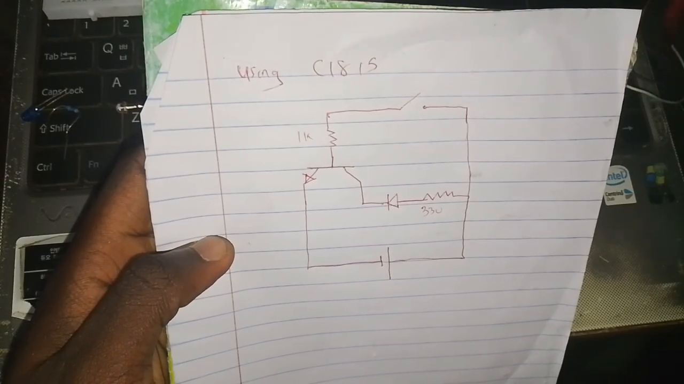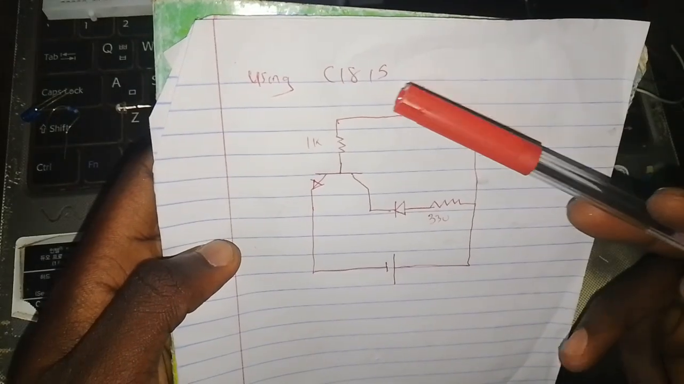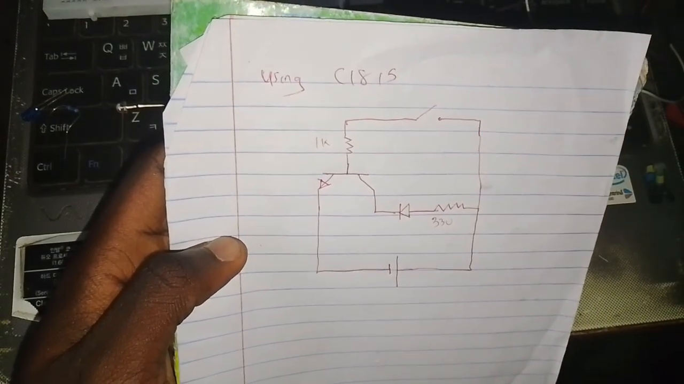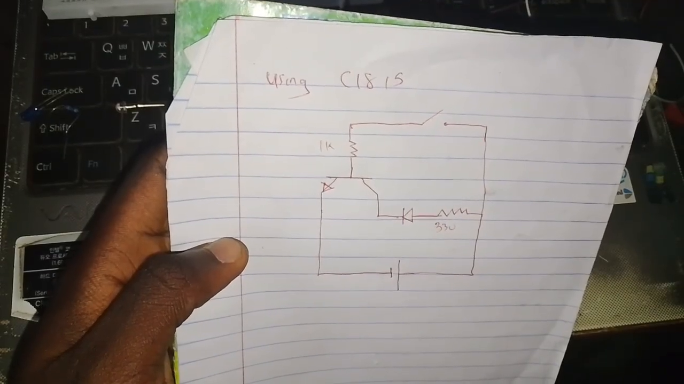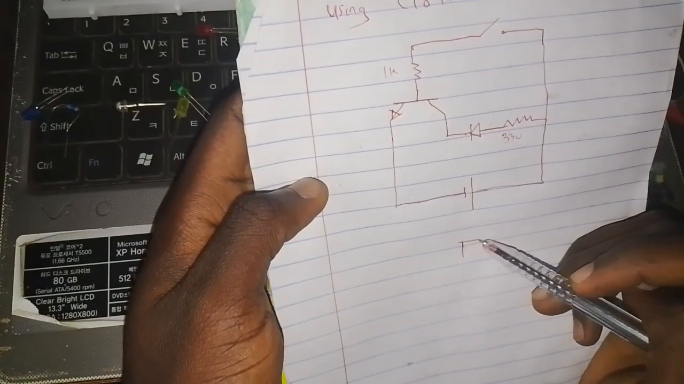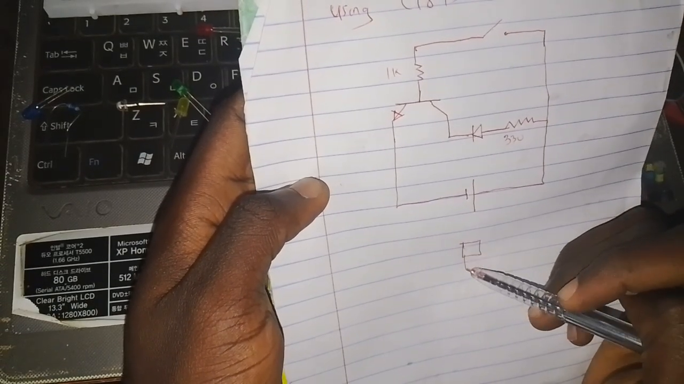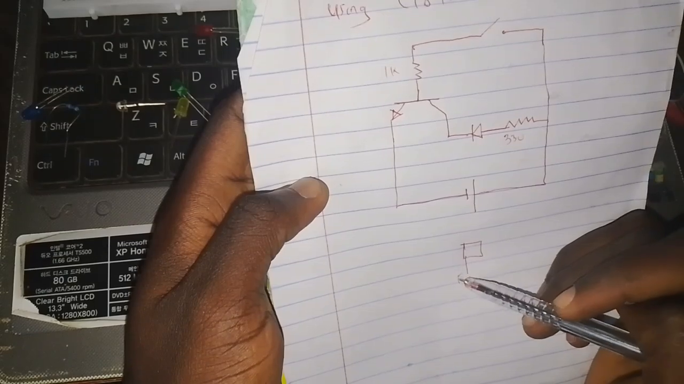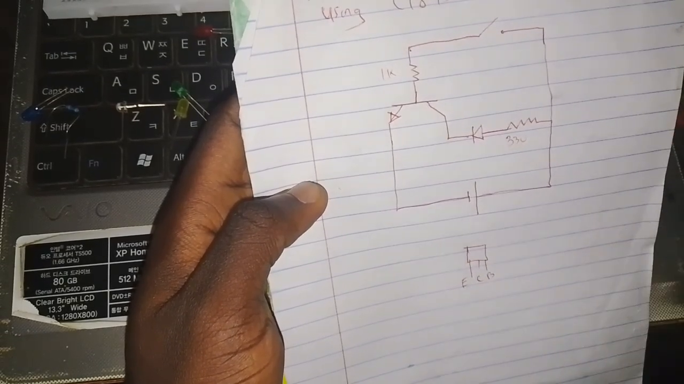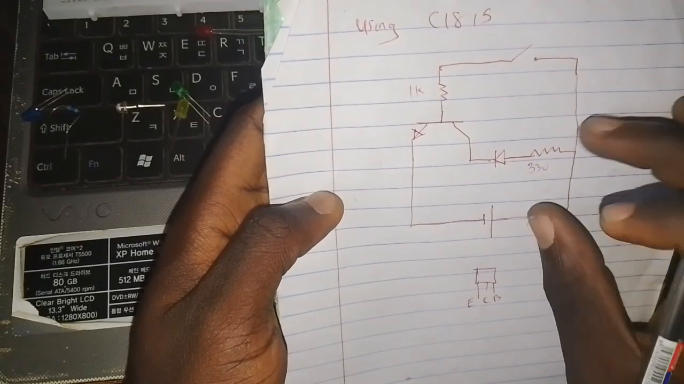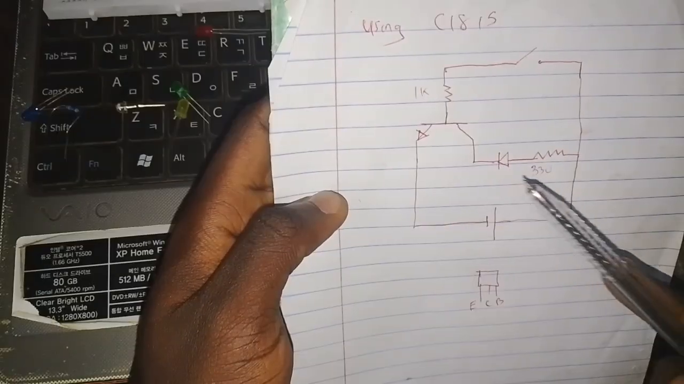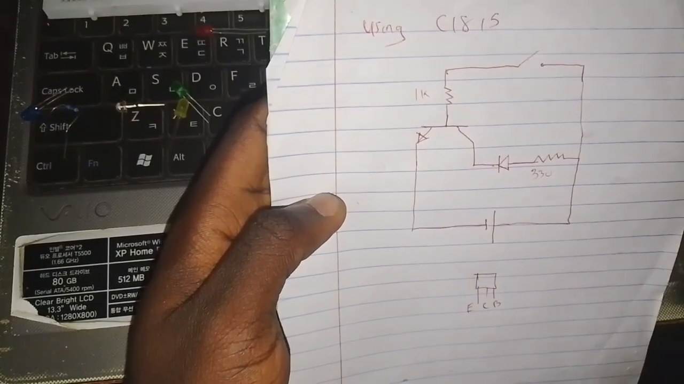This is going to be our circuit diagram, and we're using a C1815 transistor. From the pinout configuration, in case this is the C1815 transistor you might be using, pin 1 is the emitter, pin 2 is the collector, and pin 3 is the base. So this circuit diagram is going to be turning on this LED with a C1815 transistor.